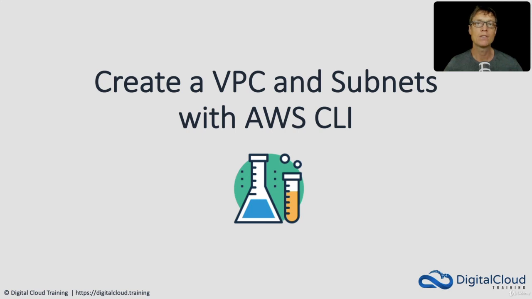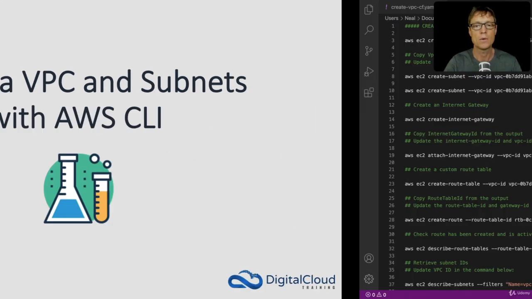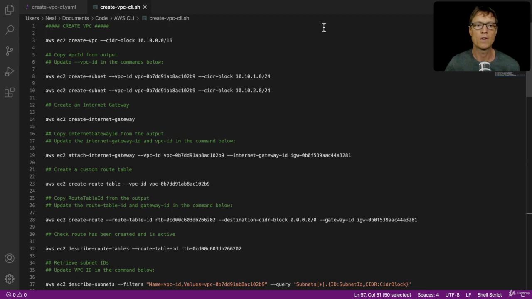Welcome back. In this lesson, we're going to create an Amazon VPC with a couple of subnets using the AWS CLI. Before you start this, you must have done the previous lesson and configured your command line interface with credentials. And of course, you must have installed the AWS CLI, which we actually did back at the beginning of the course. Also, you'll need this file to be open.